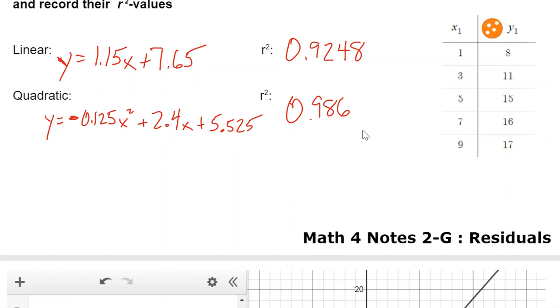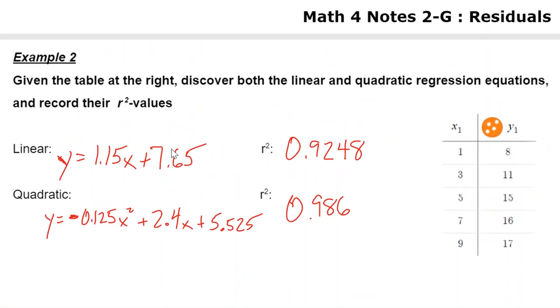I've about come to the conclusion that unless your dots are exactly in a straight line, there's always going to be a quadratic that's a better fit, because the quadratic has the ability to bend to fit the needs of the data. All right, so that is example 2.